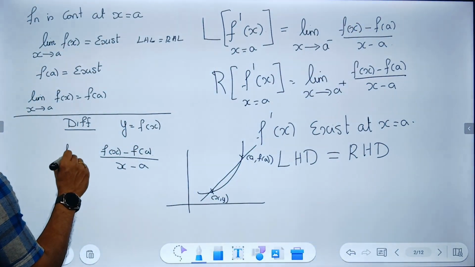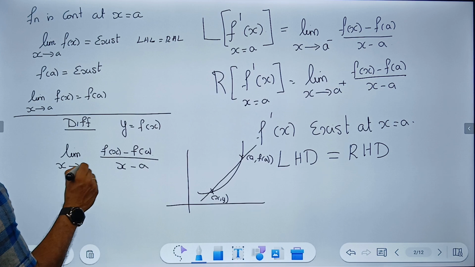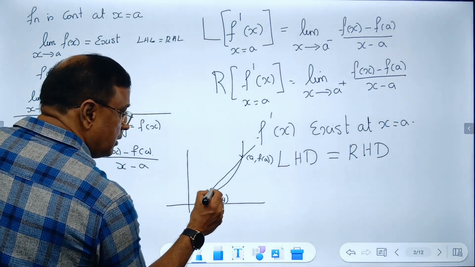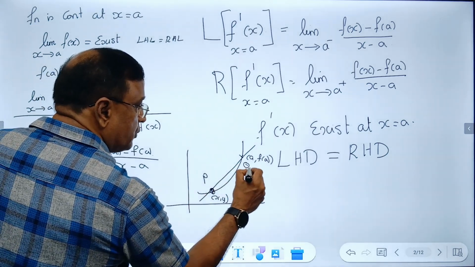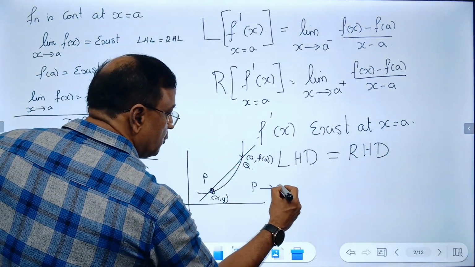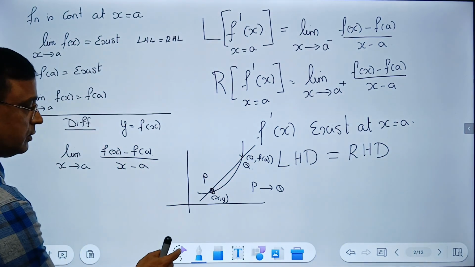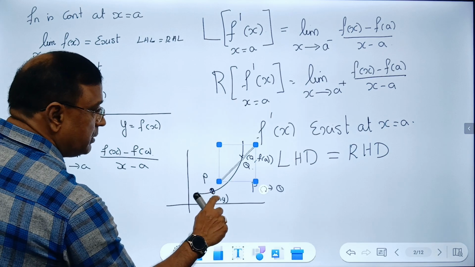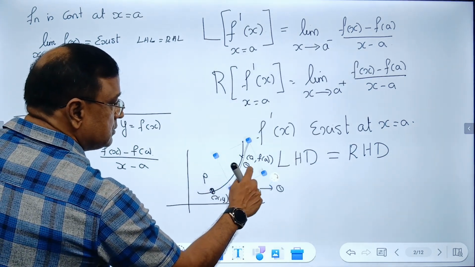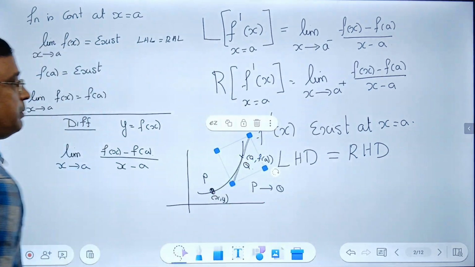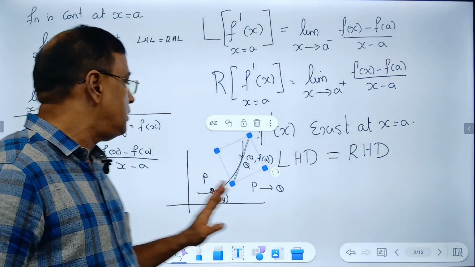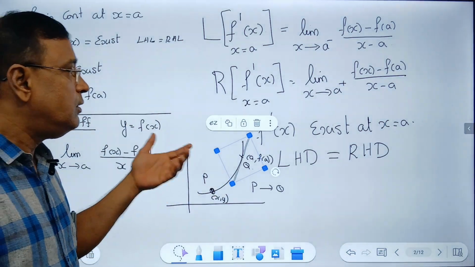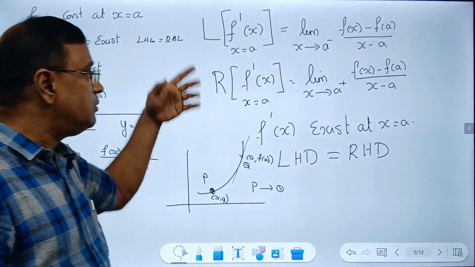So when I say limit x approaches to a, that means slowly this point p approaches to q. P is approaching to q. When p approaches to q, this secant will slowly become a tangent. You see, it will slowly become a tangent. So when it becomes a tangent, it becomes f dash of x. So that's the idea. This is done in detail in class 11th, so I will not go into that now because otherwise time will be wasted.